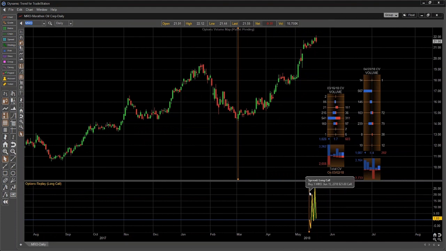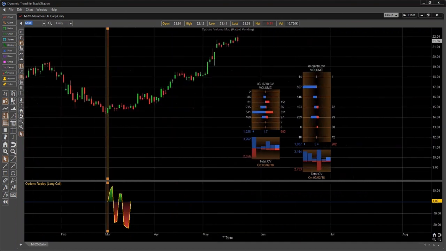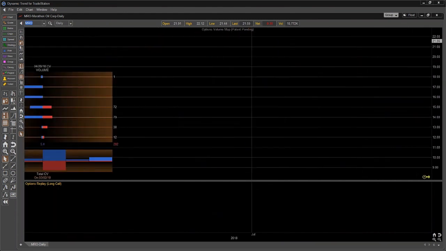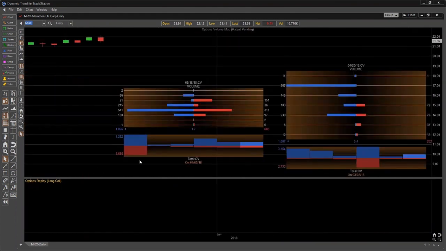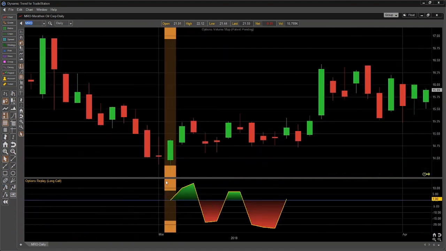Just like the options volume map, I can click on it and drag it to that point in time and say, if I were to buy a long call at that point in time, what would my profit and loss be? We'll go ahead and stretch this out. Oops, my mouse is not cooperating with me today. As you can see here, if we were able to take this trade, this is some of the initial profit that we could have had with this particular trade setup.